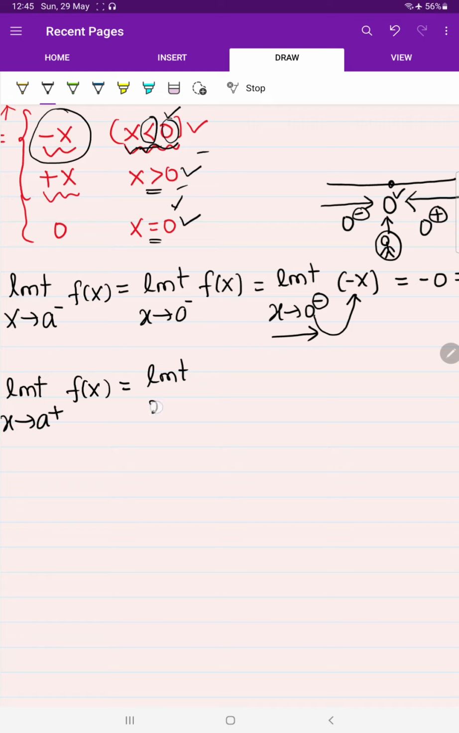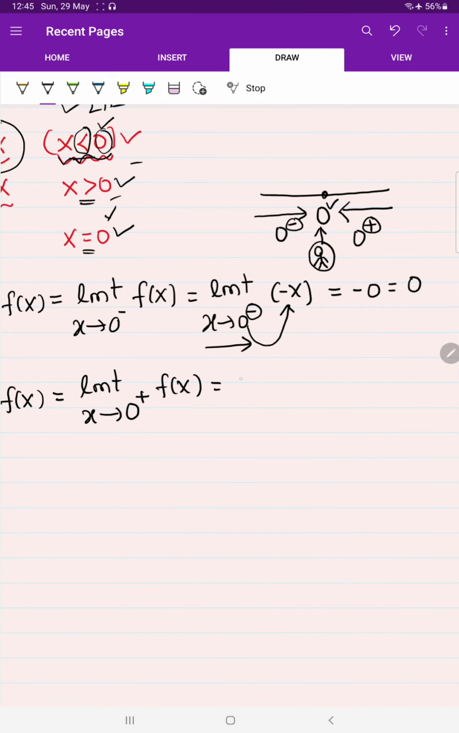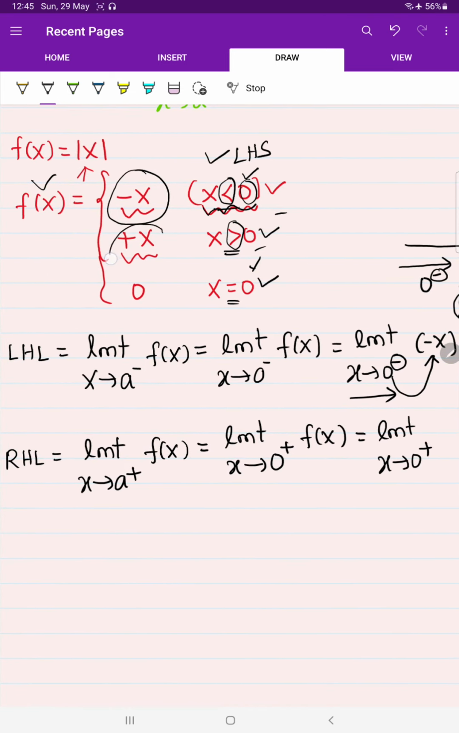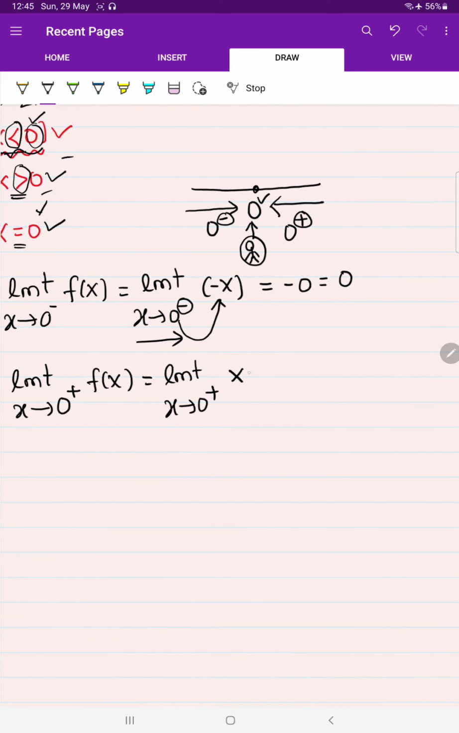So the right hand side limit means again we are approaching 0 only, but I am approaching it from the right hand side. So this can be defined as limit x tending to 0 plus of f of x. Now, can you please tell me, when I am approaching this value from the right hand side, meaning greater than 0, when x is greater than 0, what is the value of f of x? f of x equals x. So you can substitute the value of x here.